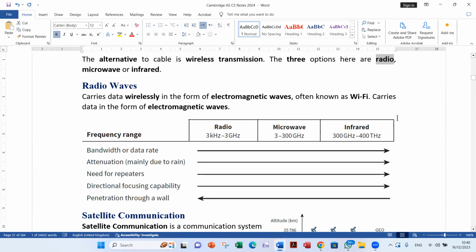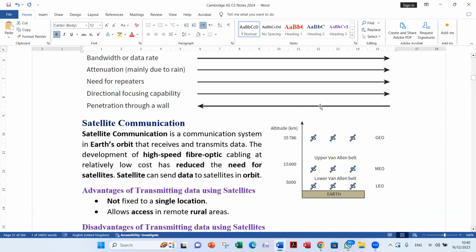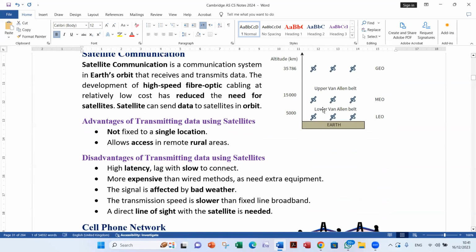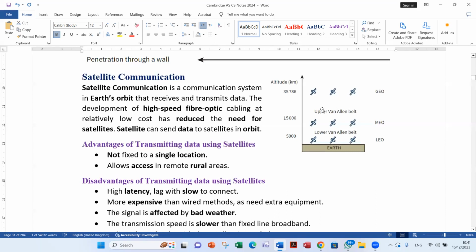Carries data in the form of electromagnetic waves. So this is a small comparison between frequencies. If we talk about wireless, then we talk about satellite communication. Definitely a satellite is connected wirelessly. Satellite communication is a communication system in Earth orbits that receives and transmits data at a very high speed.